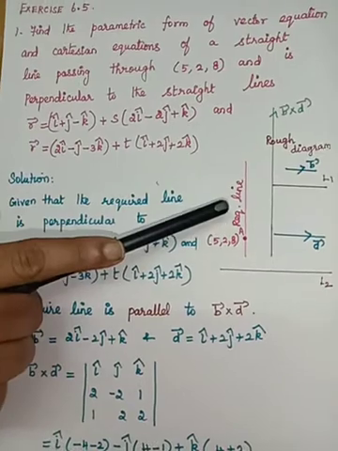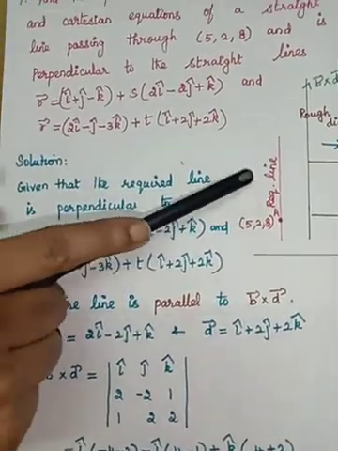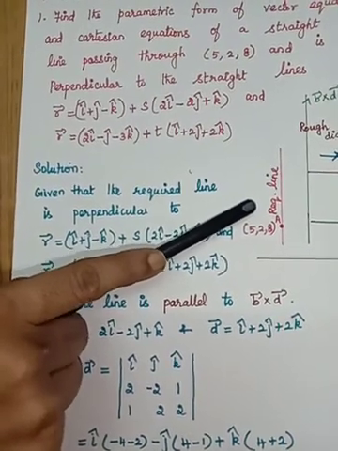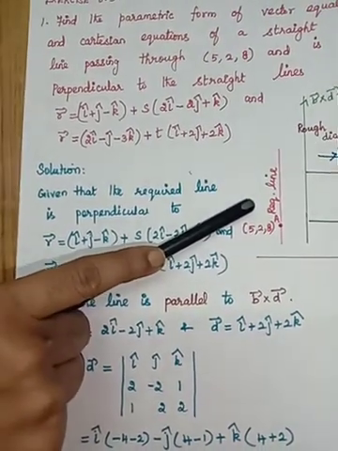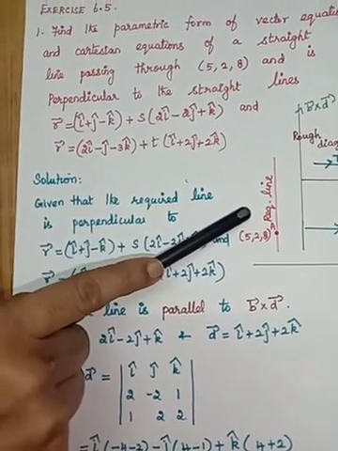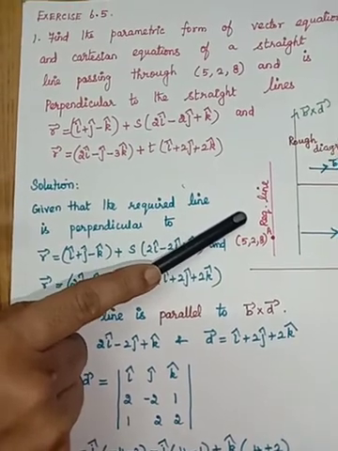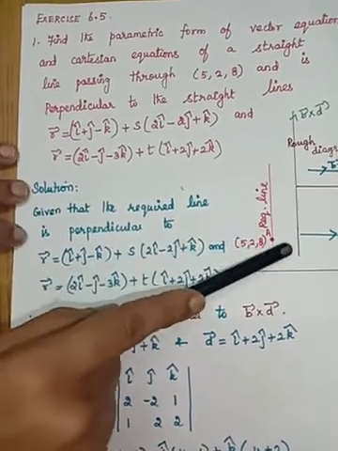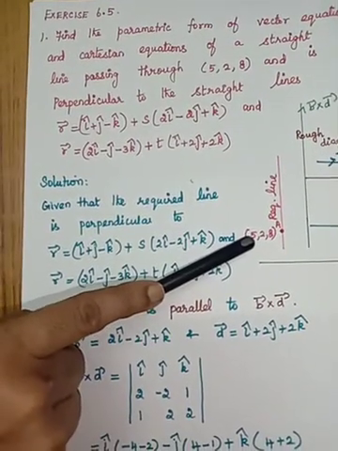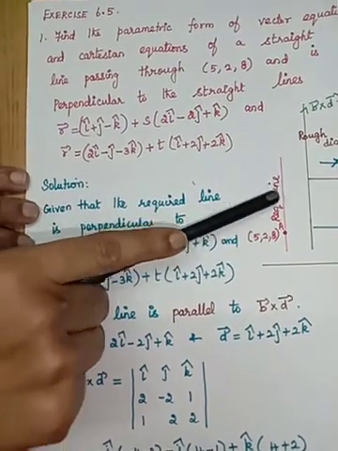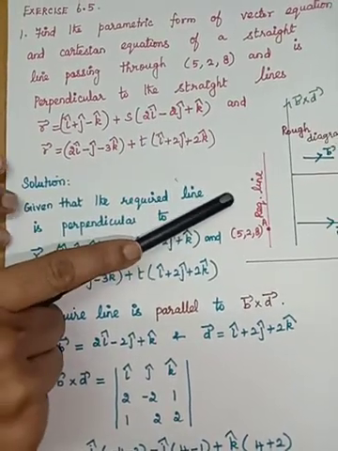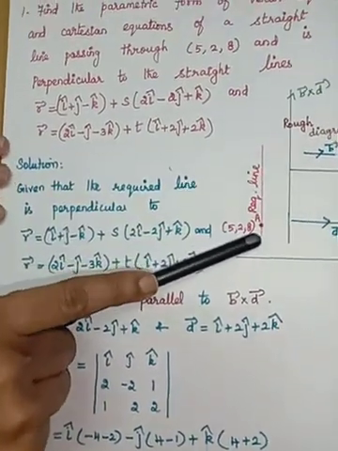What do we have to do? We have to write the equation of the required line. To write the equation of the required line in parametric form or Cartesian form, two things are needed: either a passing point and a parallel vector, or two passing points. Here in your problem, only one passing point is given. Another thing is needed: you have to find the parallel vector of the required line. So now our need is to find the parallel vector of the required line.